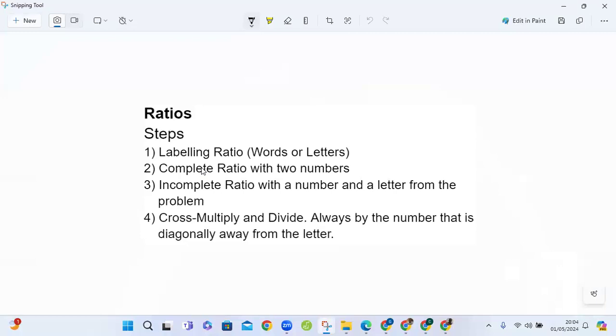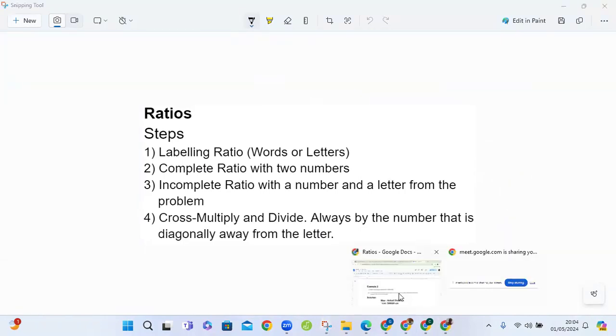Then the third step is an incomplete ratio, with a number and a letter from the problem, what they're asking from you. So that's what you use to formulate the incomplete ratio. And then the fourth step, you cross multiply and divide. You always divide by the number that is diagonally away from the letter.